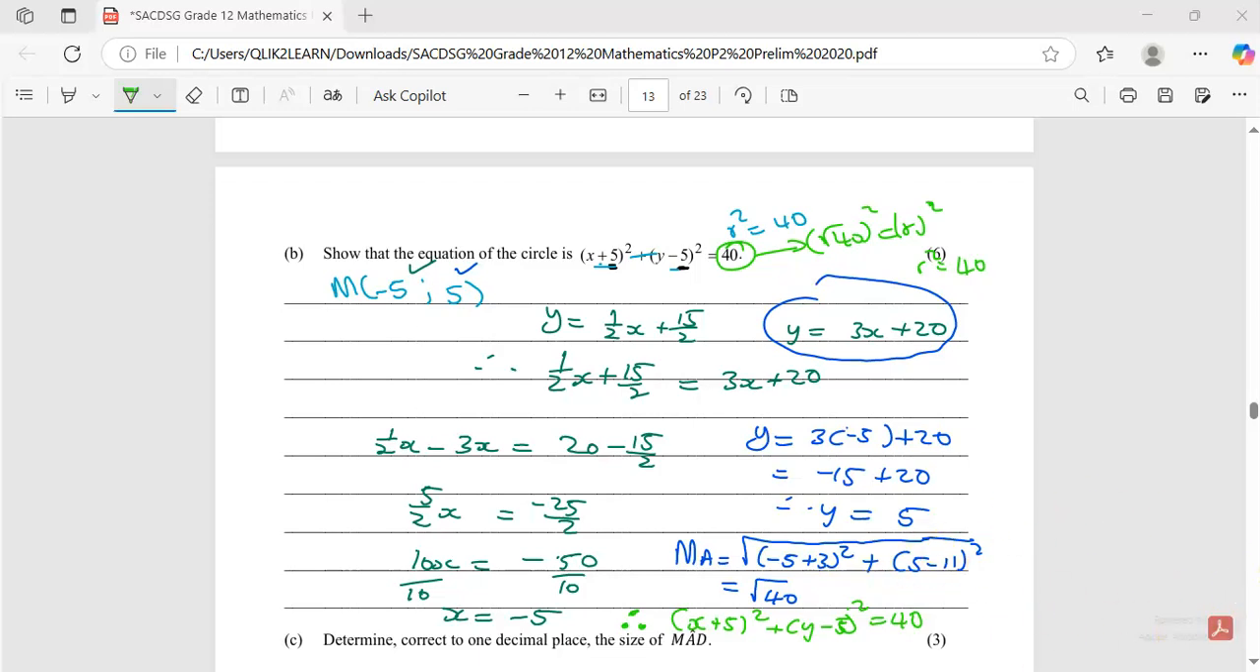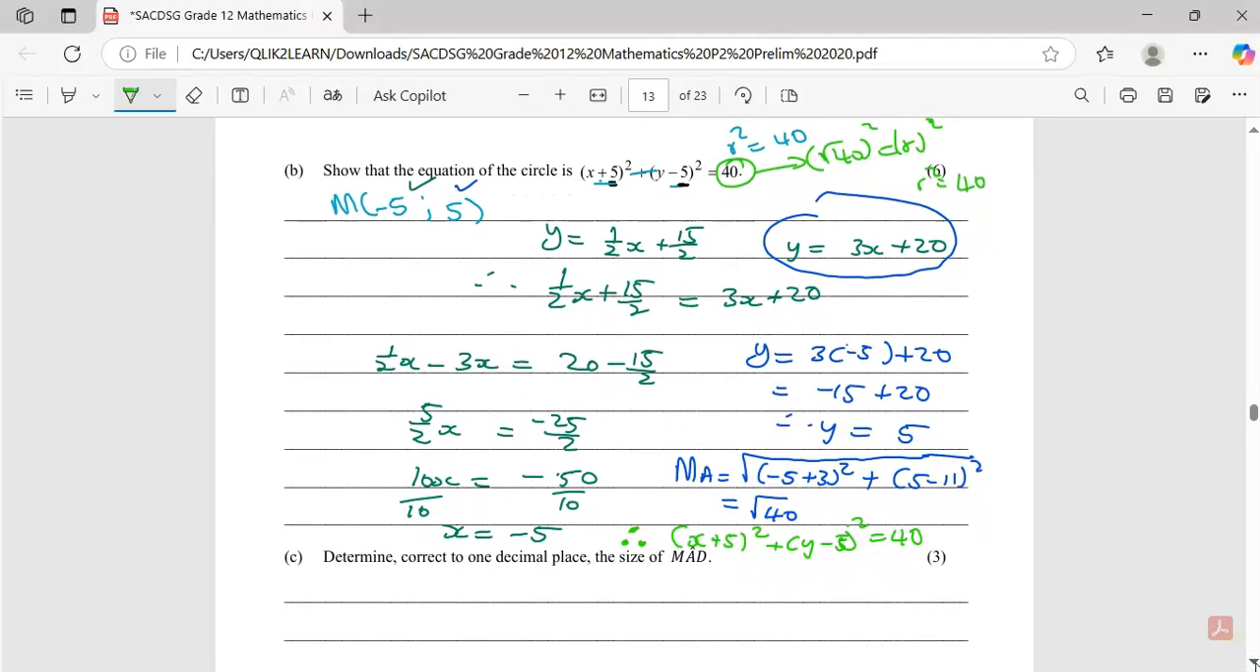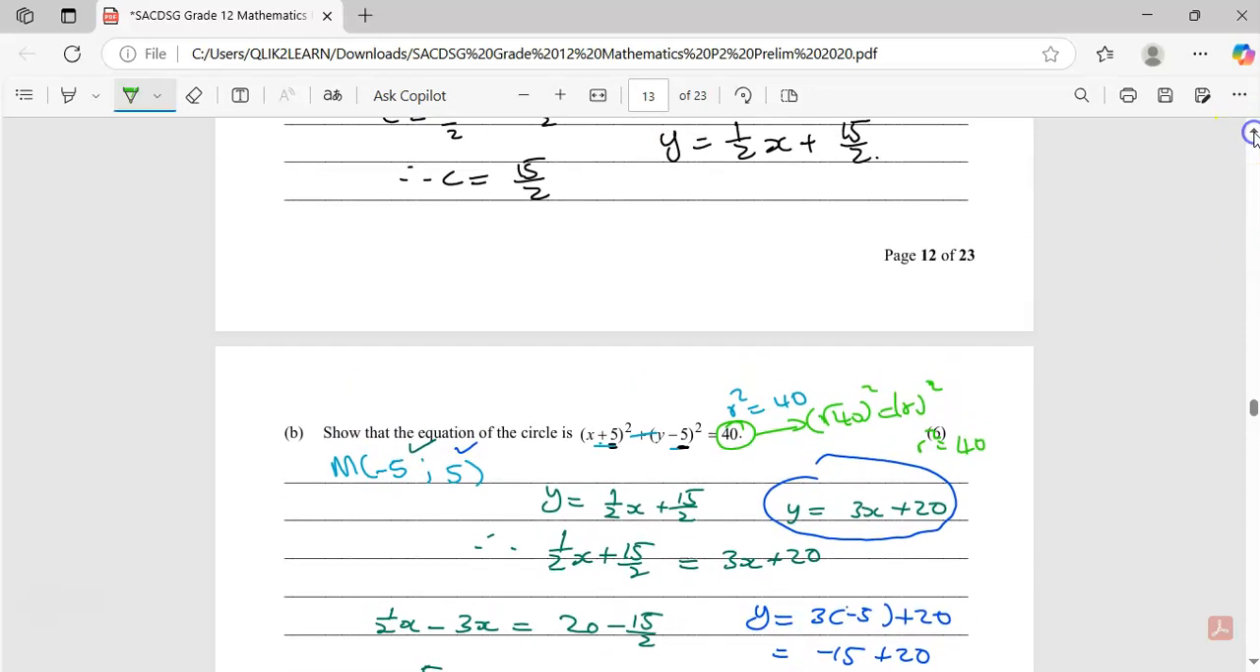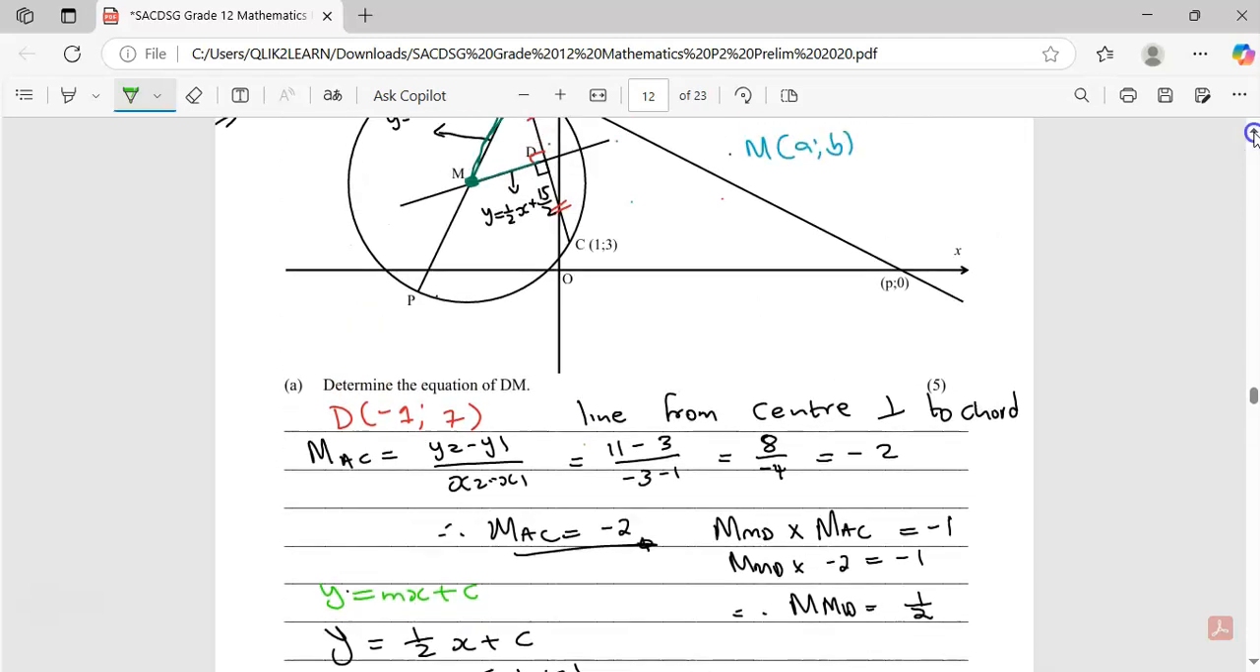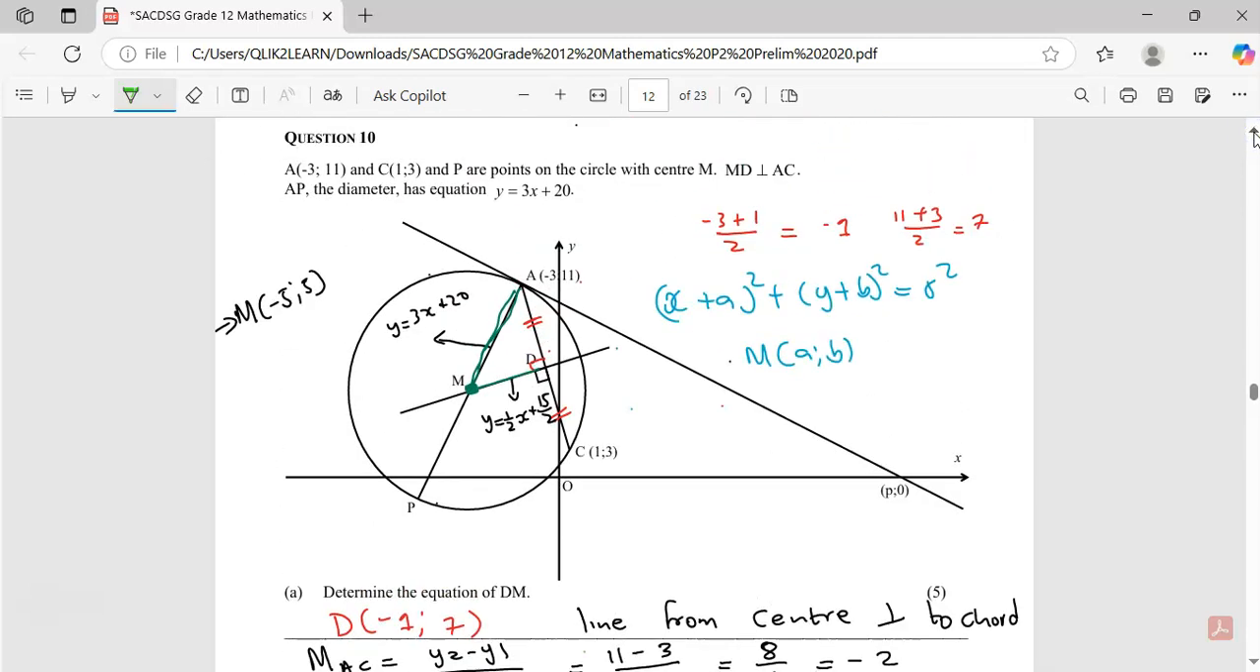I hope you guys understand how to do this number B. I want us to do number C, where they say correct to one decimal place the size of MAD. We need to find angle MAD. Let's quickly go on the diagram and see which angle that is. MAD. This is the angle that they are talking about. This is the angle that you need to find.